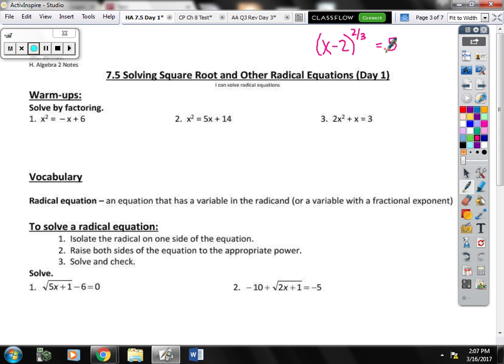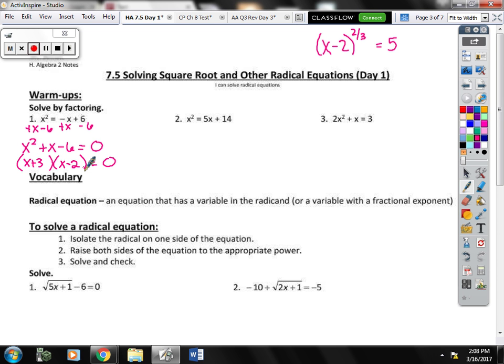So the warm-up asks you to solve by factoring. These are all quadratic. So what would I do first if I'm solving by factoring? We'll add x and subtract 6 to both sides so that it is in standard form, which means it's in the form ax squared plus bx plus c equals 0. Then we would factor, right? So what would this factor into? x plus 3 and x minus 2.